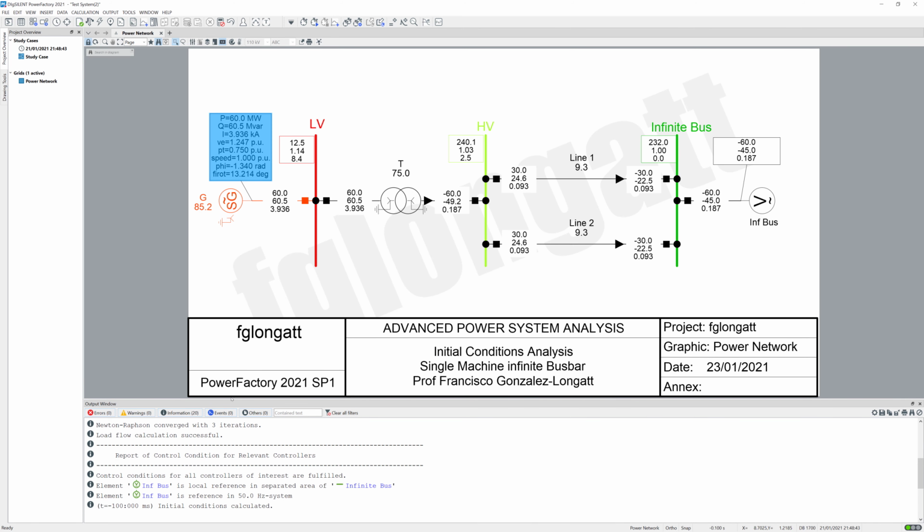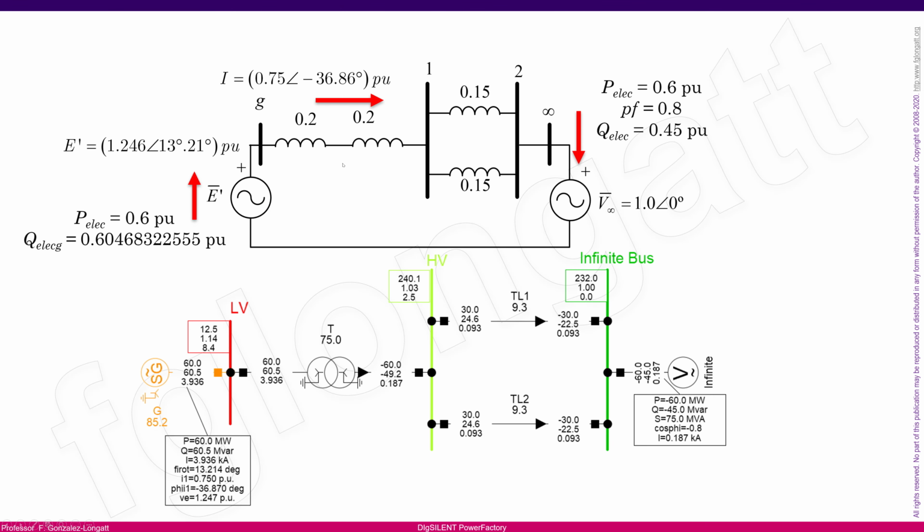Right now, we have completed the calculation of the initial conditions. We demonstrate that the internal voltage in this case is the value that we predict, okay? Here I have the circuit. You must remember, internal voltage 1.246. You can see here internal voltage 1.247, just a small difference. And the internal angle is 13.21, and you can see here phi rod, the internal angle is 13.214, okay?